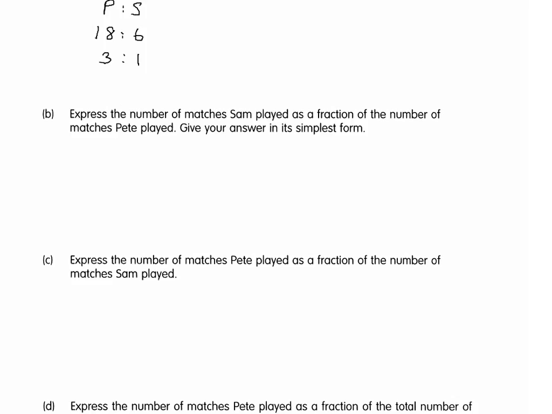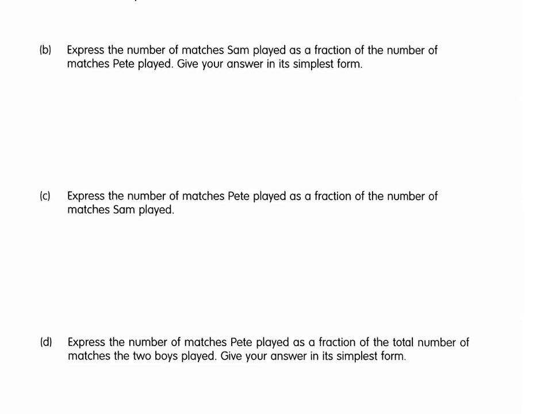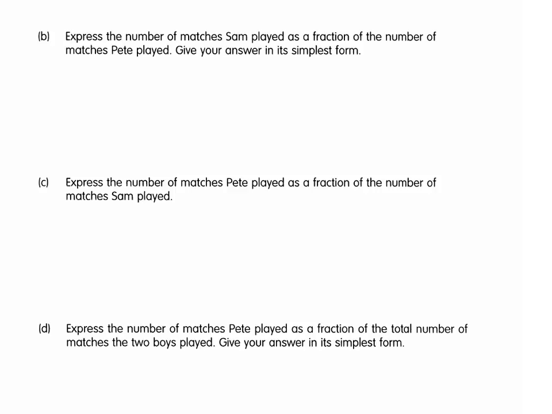Next, express the number of matches Sam played as a fraction of the number of matches Pete played. Okay, so when they say something like that, it means they are looking at Sam over Pete. So we are looking at Sam over Pete, which equals 6 over 18. I want to see the working for simplification, 1 over 3. I want to see the working and I want to see the simplification.